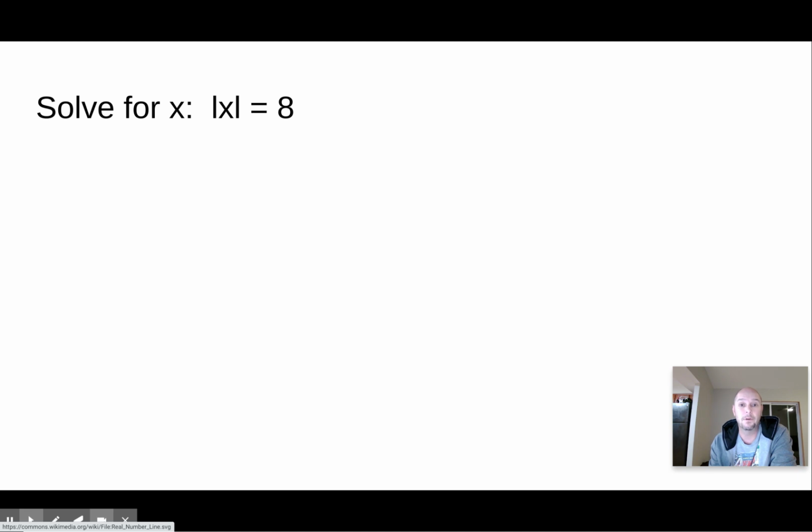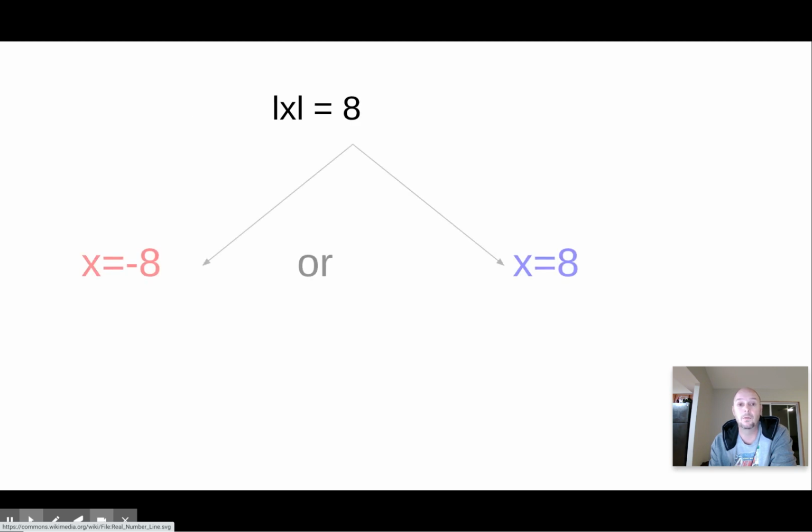So if we're going to solve for x in this one, where the absolute value of x equals 8, you're going to split it up again. You have x equals -8 or x equals +8, because both of those numbers are 8 spaces away from 0.